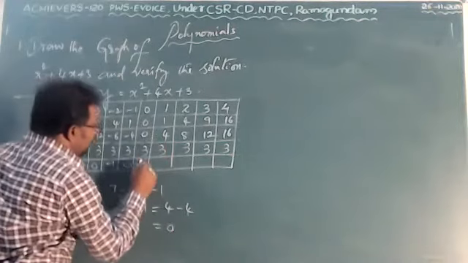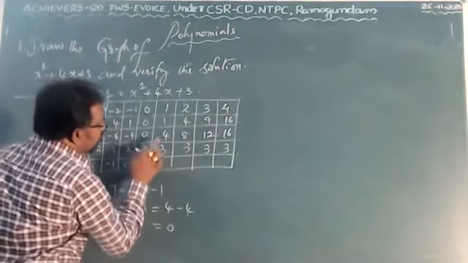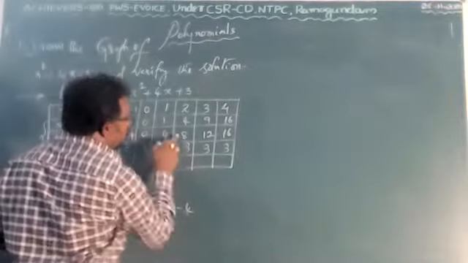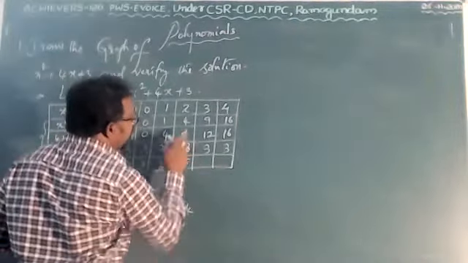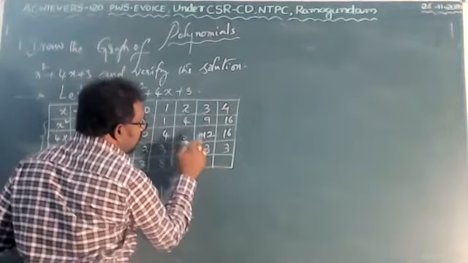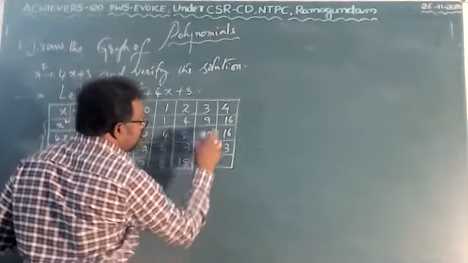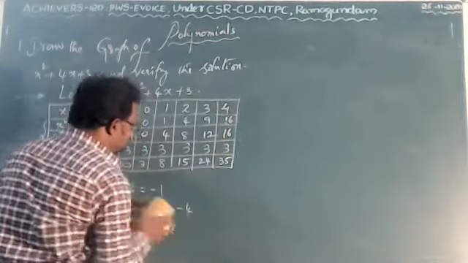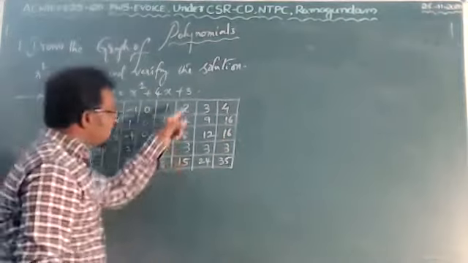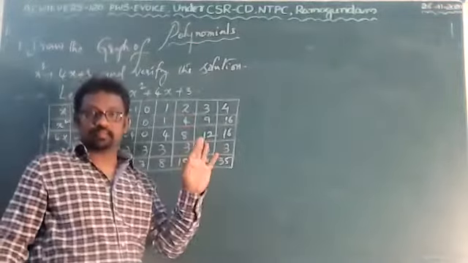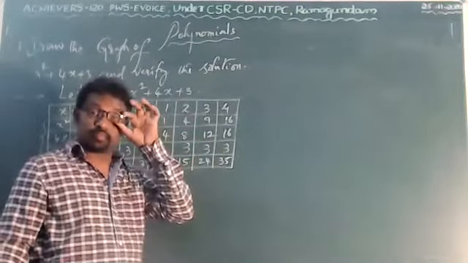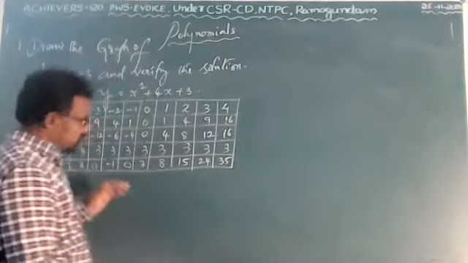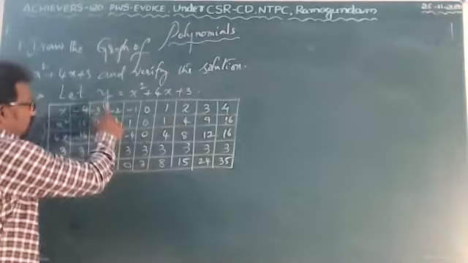0 plus 3, 3. 1 plus 4, 5. 5 plus 3, 8. 4 plus 8, 12. 12 plus 3, 15. 9 plus 12, 21. 21 plus 3, 24. 16, 16, 32 plus 3, 35. There are no negatives here, so I added directly. Okay, children? I added directly. Yes, so here this is final.